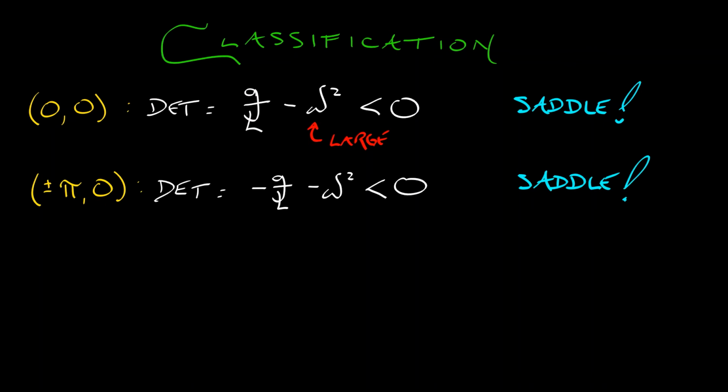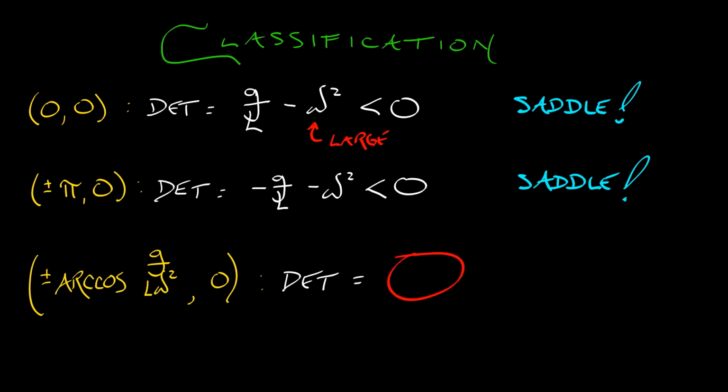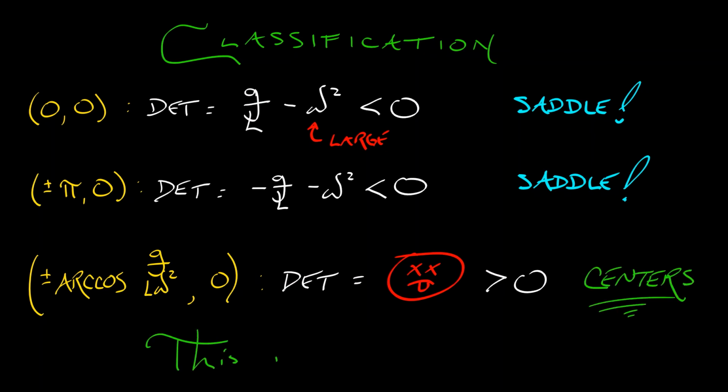What about this last pair of equilibria? At plus or minus arc cosine of g over L omega squared comma 0, the determinant is... oh, it's messy. I'm going to let you bother with that. I'm going to tell you, and you can trust me, that this determinant is positive. That means that we have a pair of centers, and this is where it gets very interesting.